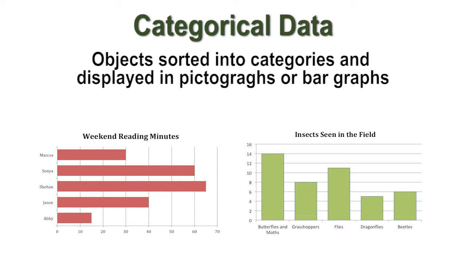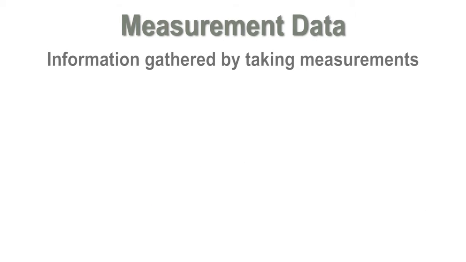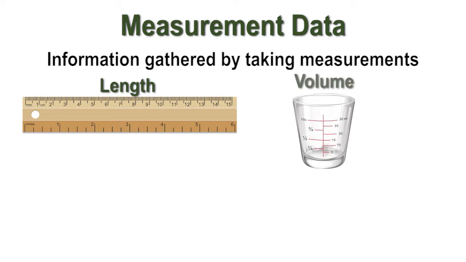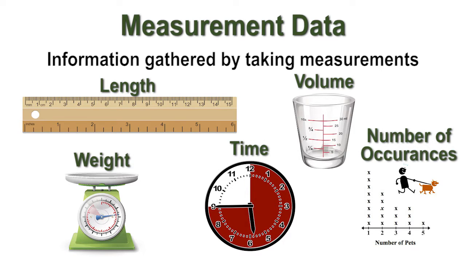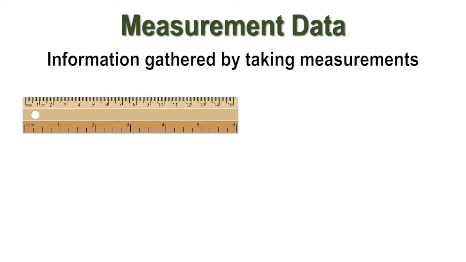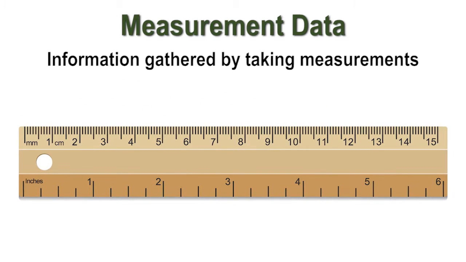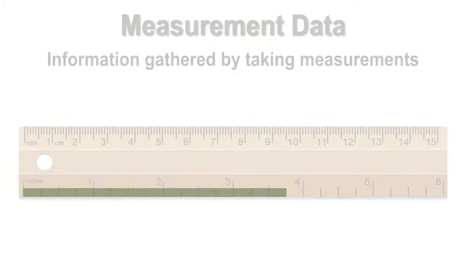Where categorical data comes from sorting objects into categories, measurement data comes from taking measurements. Students begin to understand measurement as assigning a number to a specific attribute, whether it is length, weight, volume, time, or number of occurrences. This is the first year students will use fractions of an inch with linear measurements. For example, reading measurement to the half and quarter inch.